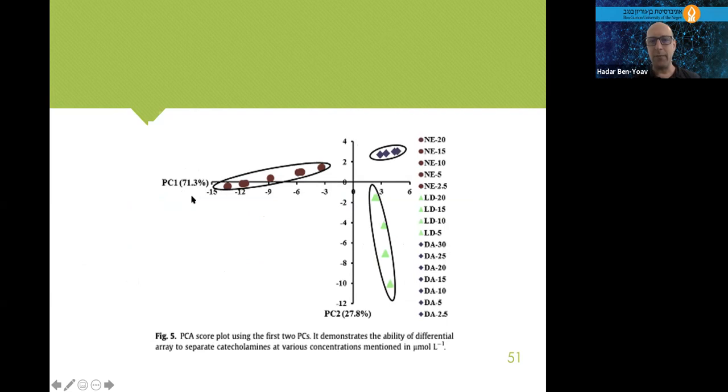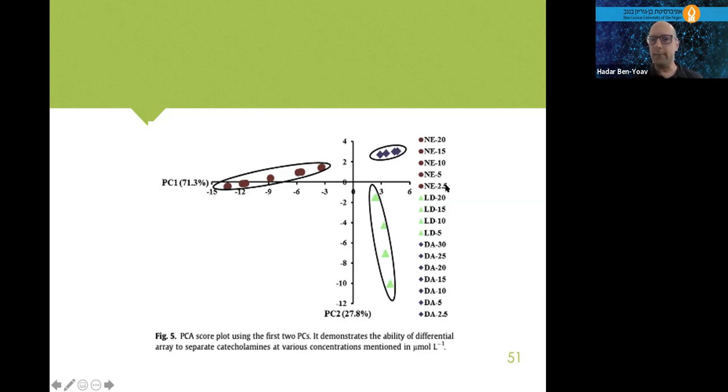And by the way, these numbers next to PC1 are the percentage of the variability that PC1 shows, and this is the percent variability of PC2. So PC1 represents the highest variability in the signal, PC2 is the second level, and third, and fourth, and so forth. So let's look at the data itself.